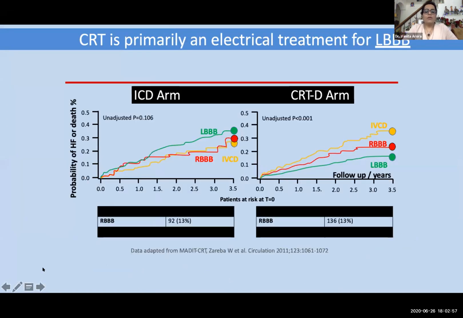Okay, so if we look at the data that we have, in all the ICD trials, the randomized controlled trials and the meta-analysis of that data show that patients with left bundle branch block actually fare badly as compared to the other bundle branch block, the right bundle or the IVCD pattern. And if we look at the CRT-D arm, the nicely selected patients with left bundle branch block do very well and have a mortality benefit. This benefit is not passed on to the patients with IVCD and right bundle branch block.